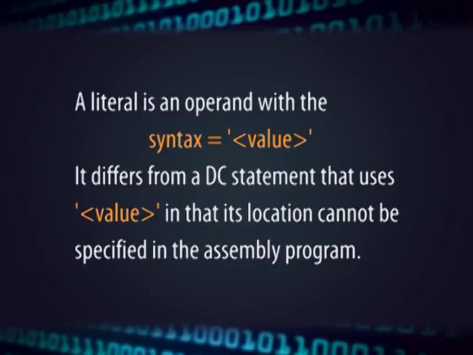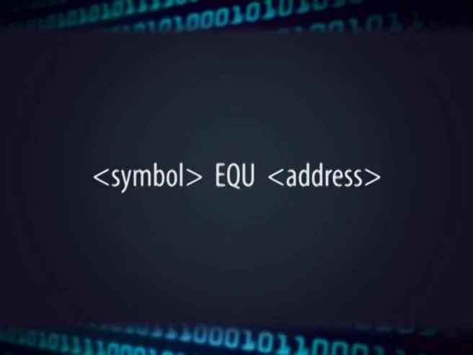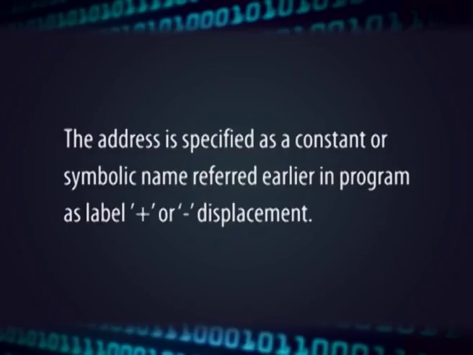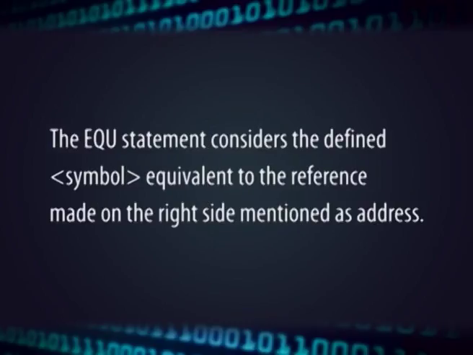A literal is an operand with a syntax equal to value. It differs from the DC statement that uses the value in that its location cannot be specified in the assembly program. Another assembler directive is EQU. The EQU directive has the following syntax. Again, it starts with a symbol followed by EQU followed by an address. The address is specified as a constant or a symbolic name referred to earlier in the program as label, plus or minus for displacement. The EQU statement considers the defined symbol equivalent to the reference made on the right side mentioned as address. So, this is all about the facilities provided by the assembly language program over and above the facility provided in the machine language program.